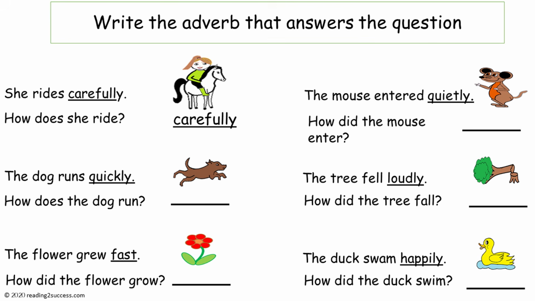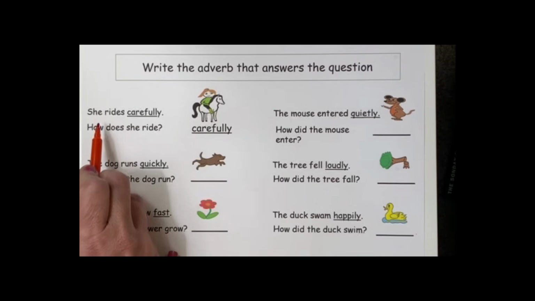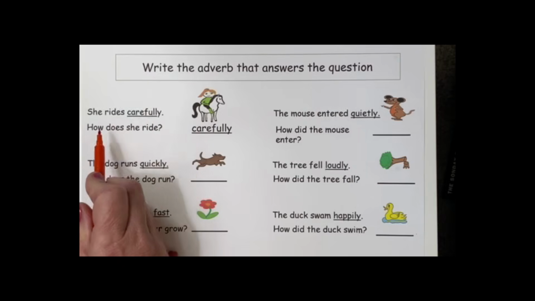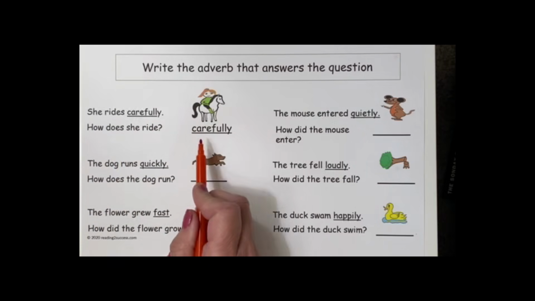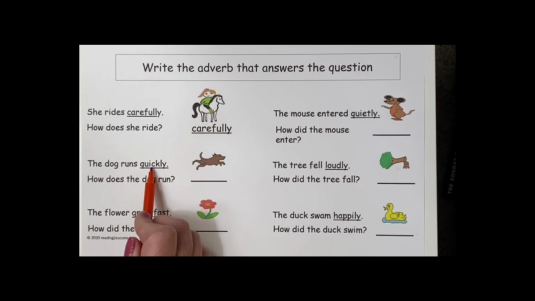To reinforce the concept that adverbs answer questions about verbs, we're going to have kids write the adverb that answers each question. Now have kids write the adverb that answers the question. Our first one is done for us. She rides carefully. How does she ride? Carefully. The dog runs quickly.